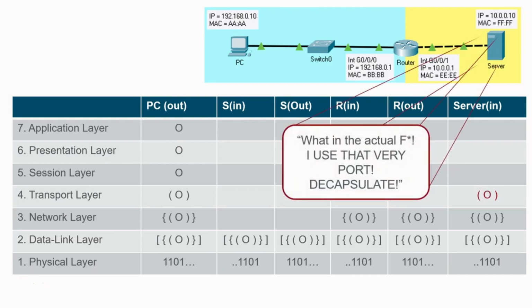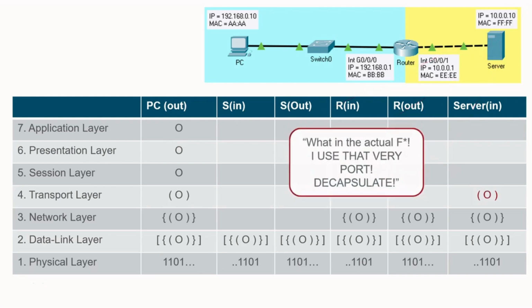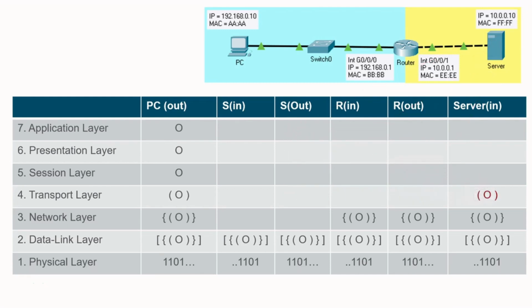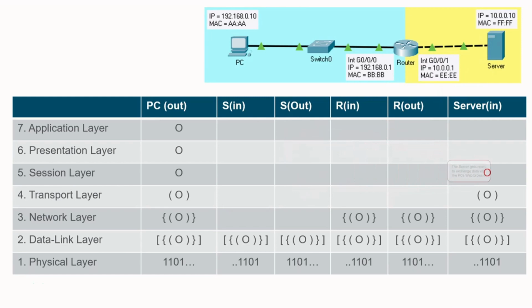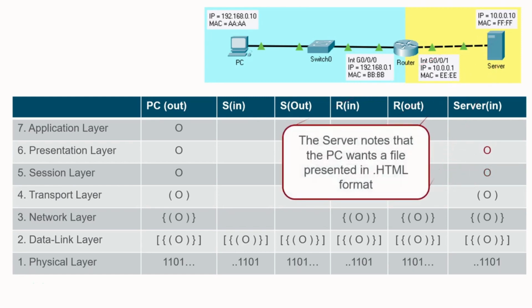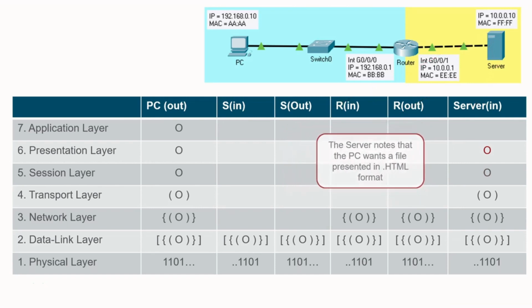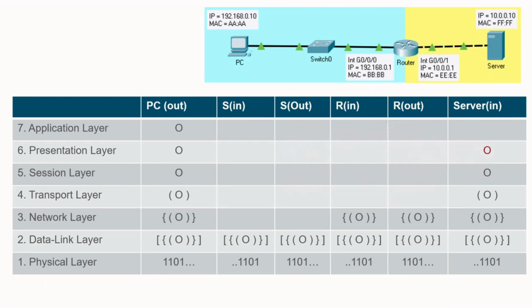Server at this point is going to say, what in the actual F? That's the very port that I use. Let's de-encapsulate this further. So it now de-encapsulates, and now the server can actually see the raw data. So the server gets ready to exchange web information. It knows that the PC on the other end wants HTML format, and it's ready to set it up for a browser use. Okay.